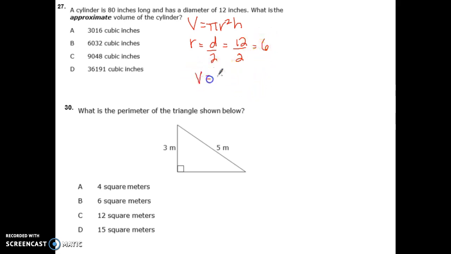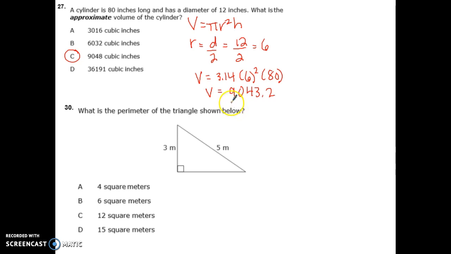The formula would be V is equal to 3.14 times 6 squared times 80. And when we multiply all that out, we end up with V equal to 9,043.2. The one that is closest to it, because they probably used the entire pi instead of 3.14, is C.